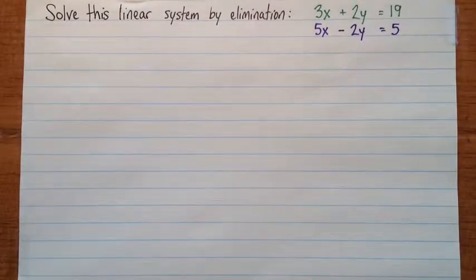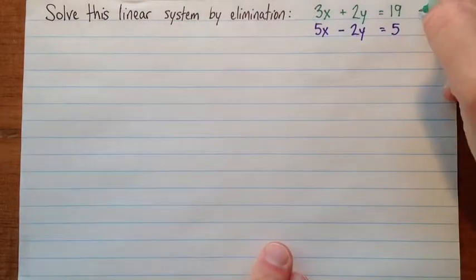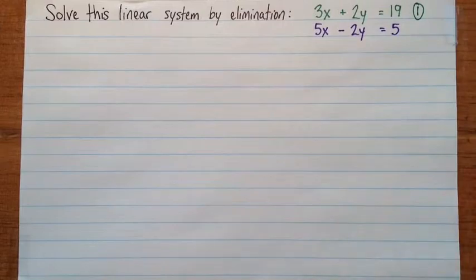Hi, in this video I'm going to do an introduction to solving systems of linear equations by elimination. In this question we're asked to solve this linear system by elimination. So we've got 3x plus 2y equals 19, and 5x take away 2y equals 5. The first thing I'm going to do is number these equations so that I can refer to them.